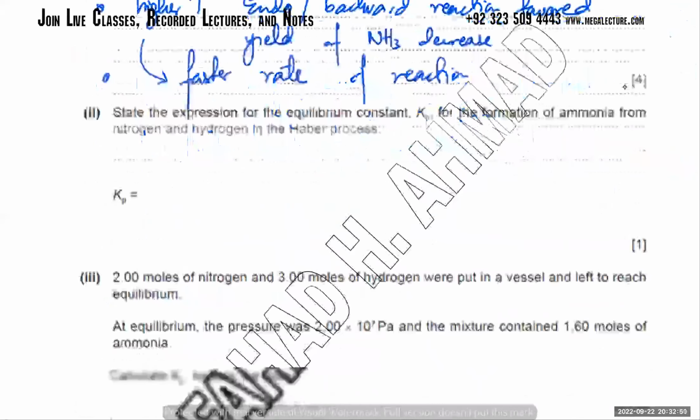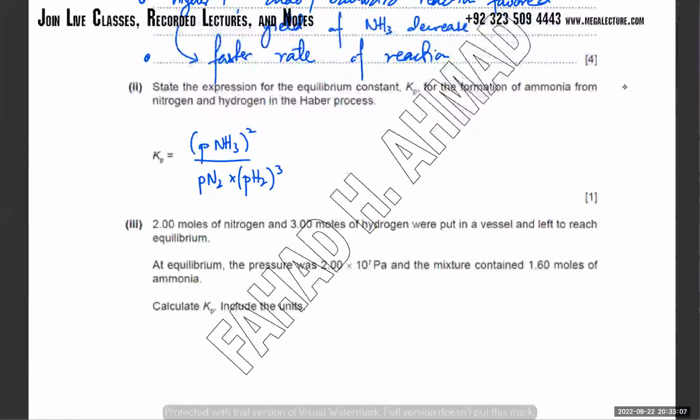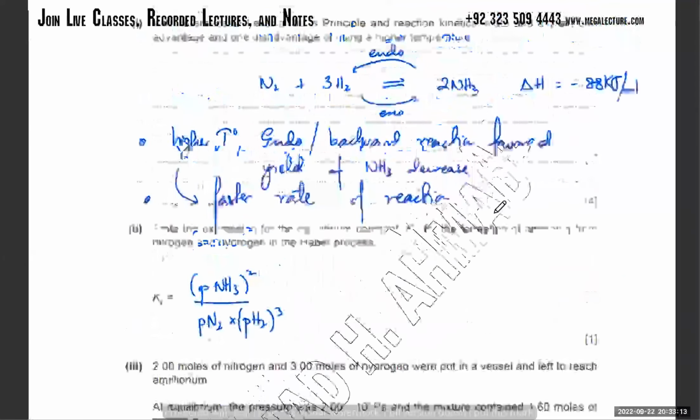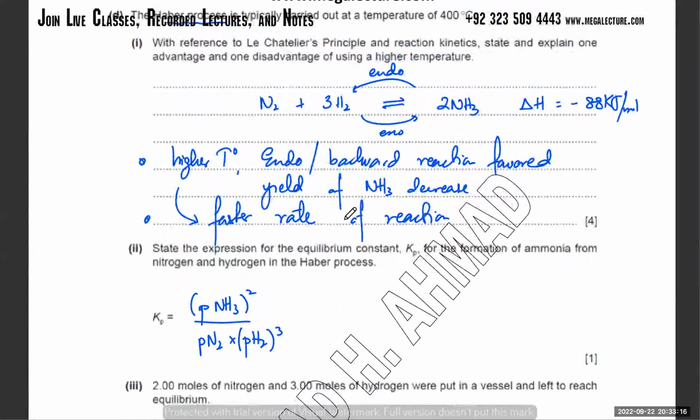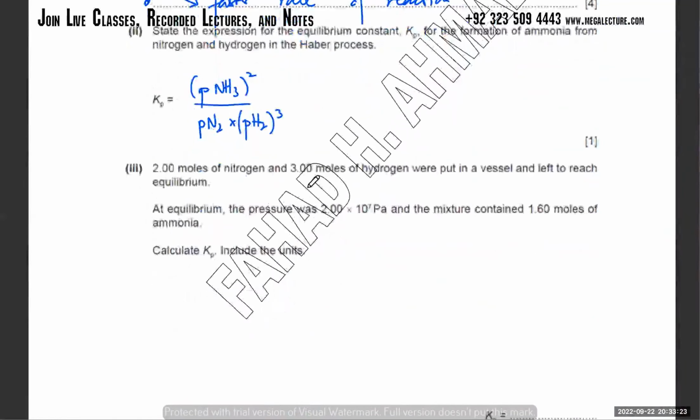I'll just ask the KP expression for the Haber process. That's going to be the partial pressure of NH3, squared, divided by the partial pressure of N2 multiplied by the partial pressure of H2, cubed. Okay, that's your KP expression. Now the thing is that अब वो कह रहे हैं, this is where you have to calculate KP.